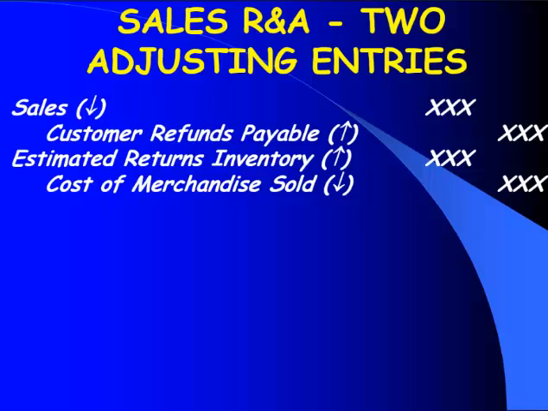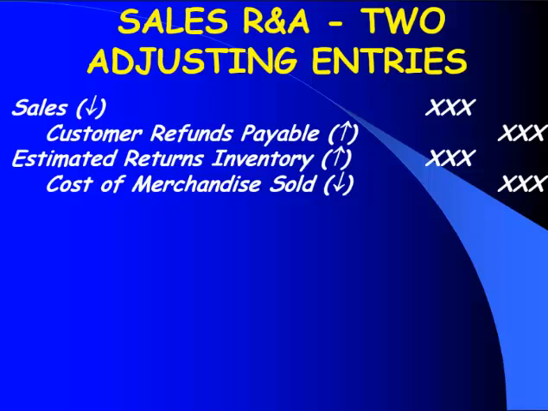The second entry is for the cost of what they're going to return. My debit goes to estimated returns inventory. Just think about it. We know people are going to bring stuff back, but have they brought it back yet? No, it's going to happen in the future. So we can't debit merchandise inventory.